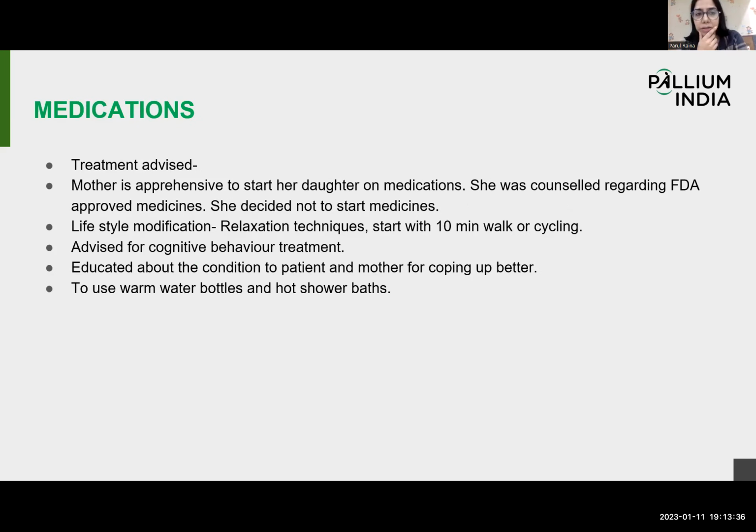I tried to start her on the medicines. I told her there are 3 medicines currently which have been FDA approved, which are duloxetine, pregabalin, or milnacipran. But her mother refused to start any medicines. She said, I know that medicines are not going to help her since it has not helped me. So she said straight away no for the medicines.